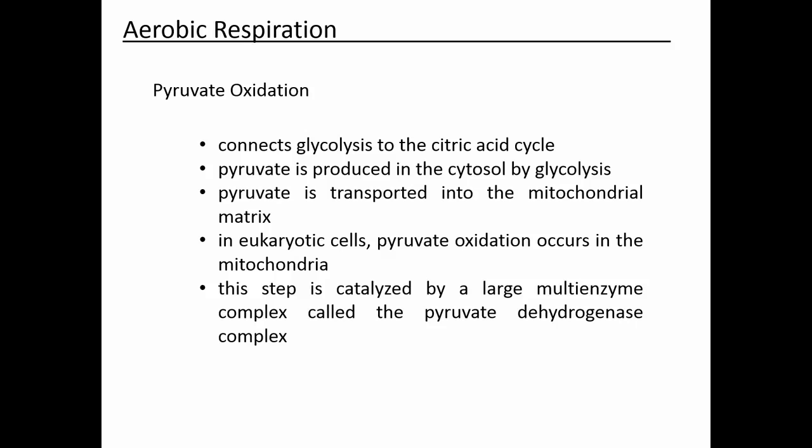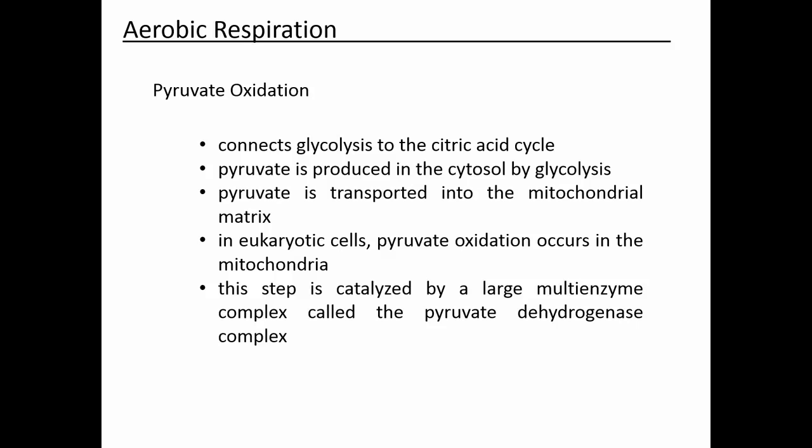Okay, so remember we said that pyruvate oxidation occurs in the mitochondrial matrix. The pyruvate that you produce in glycolysis is made in the cytosol, and the first thing that's going to have to happen is it's going to have to be transported into the mitochondrial matrix. Once it's in the matrix, then pyruvate oxidation can occur. And this stage is catalyzed by a multi-enzyme complex called pyruvate dehydrogenase complex.